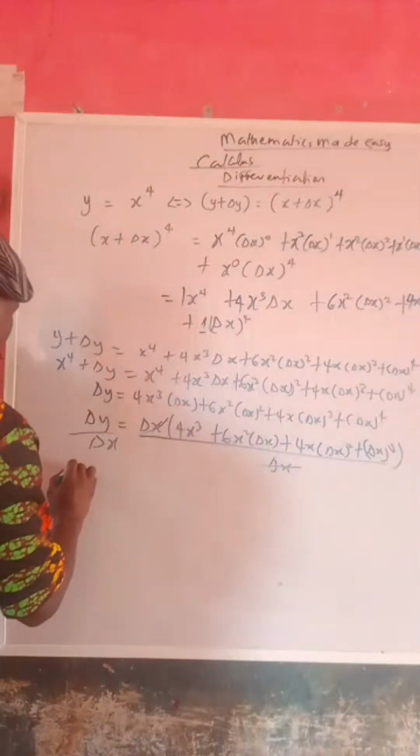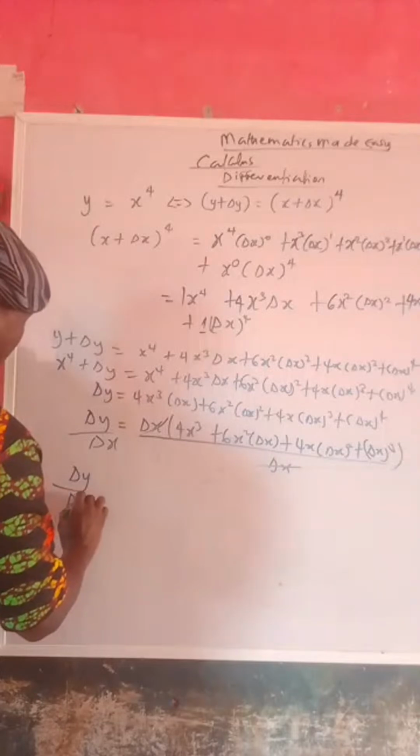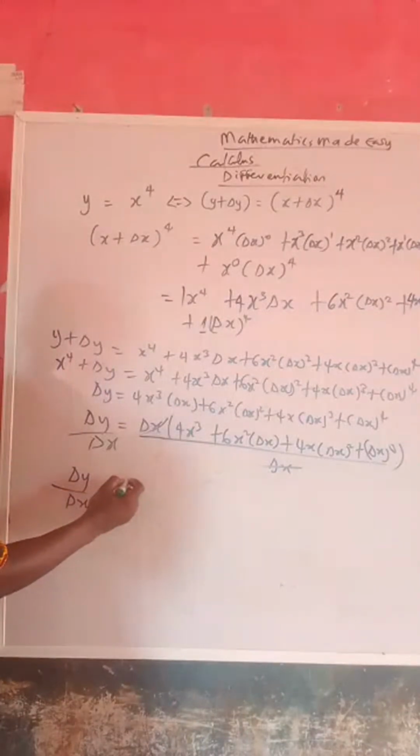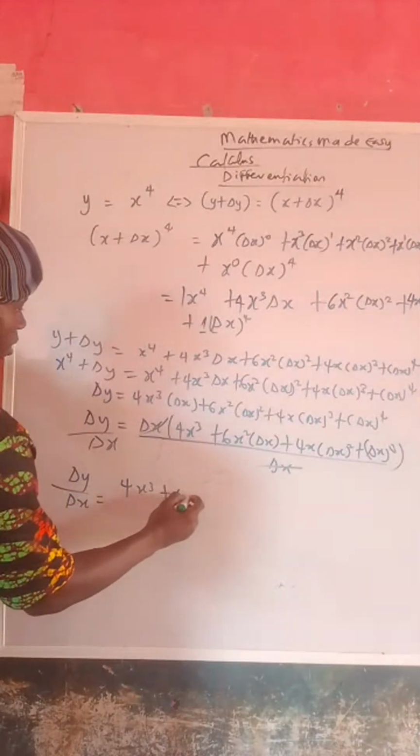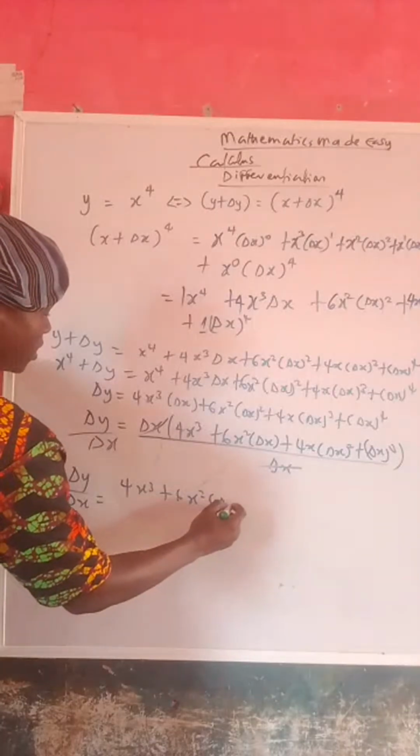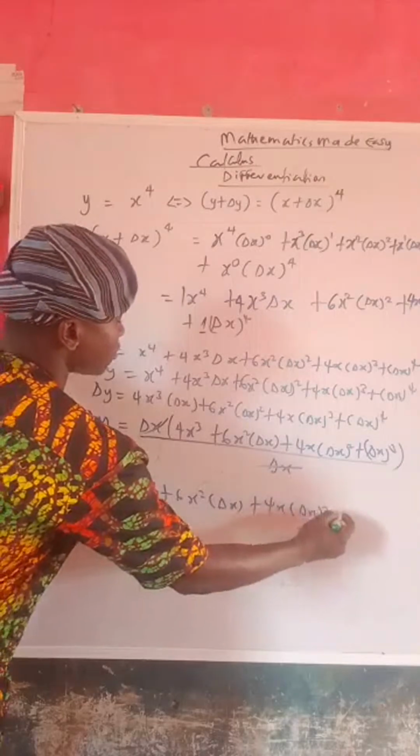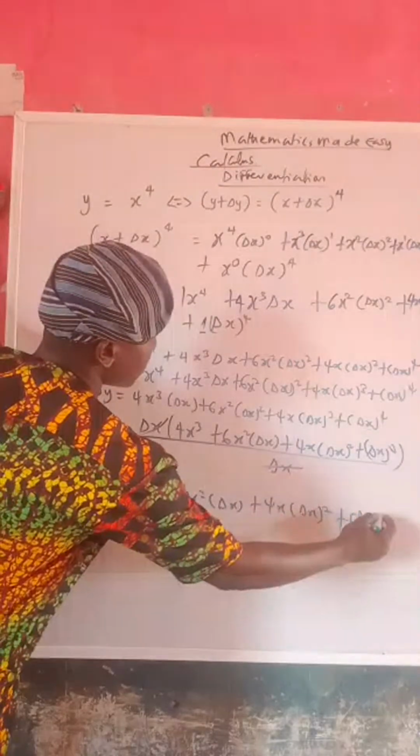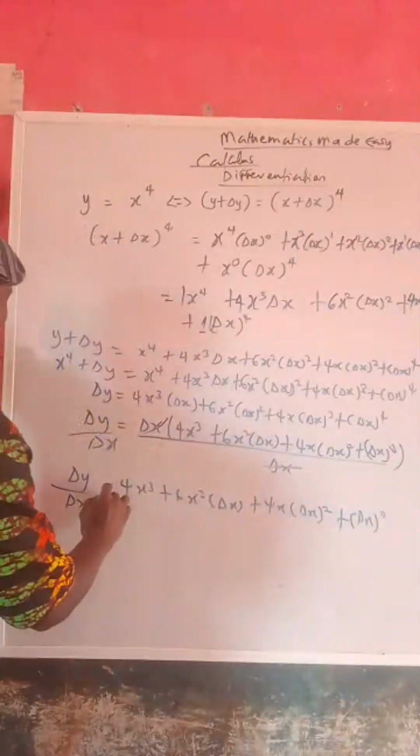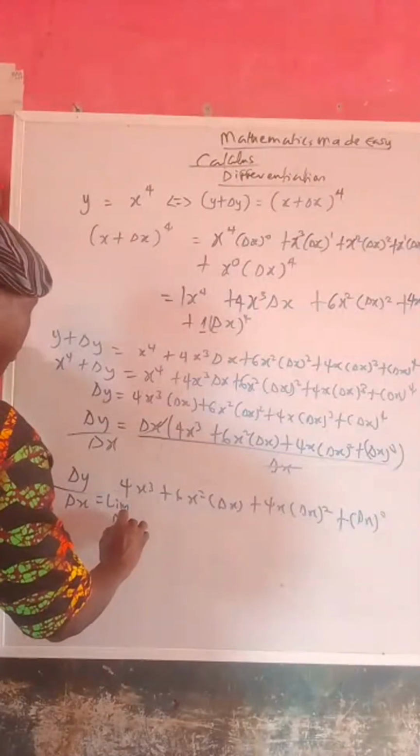So we are going to have increase in y over increase in x equals 4x cubed plus 6x squared into brackets increase in x plus 4x into brackets increase in x to the second power plus increase in x to the third power. Then now take the limit of increase in x tends to 0.